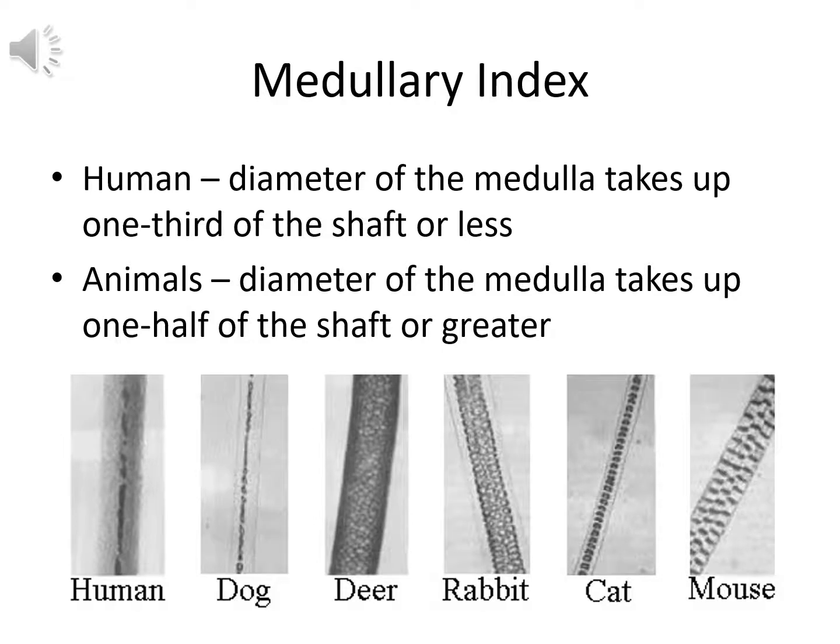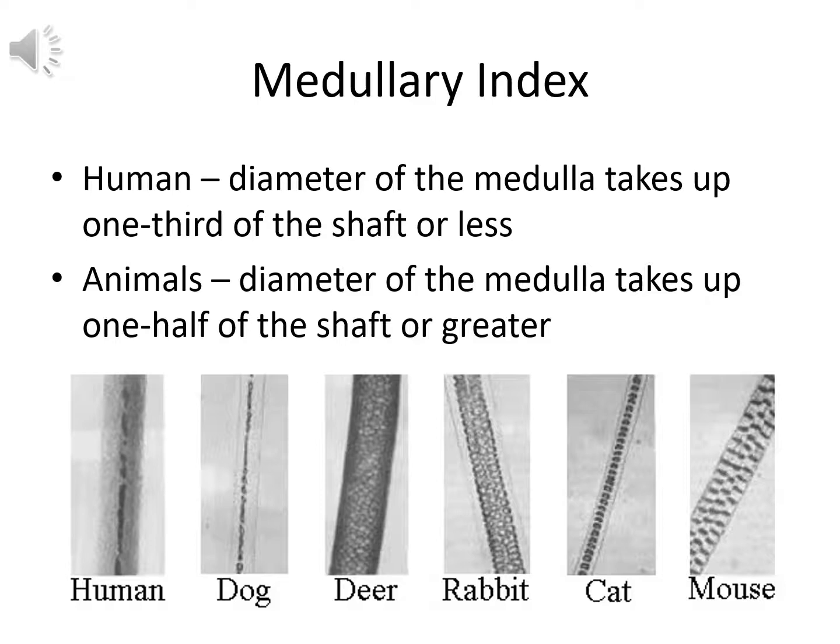So I think I've mentioned it a couple of times already, but let's just make sure that we all understand what's meant by medullary index. The medullary index refers to the width of the medulla divided by the overall diameter of that hair. For humans, the diameter of the medulla takes up about 1/3 of the shaft or less. Again, if we're dealing with a coarser hair, it will be a wider medulla, more fine hair, it'll be a smaller medulla, but that's why we're taking the index.